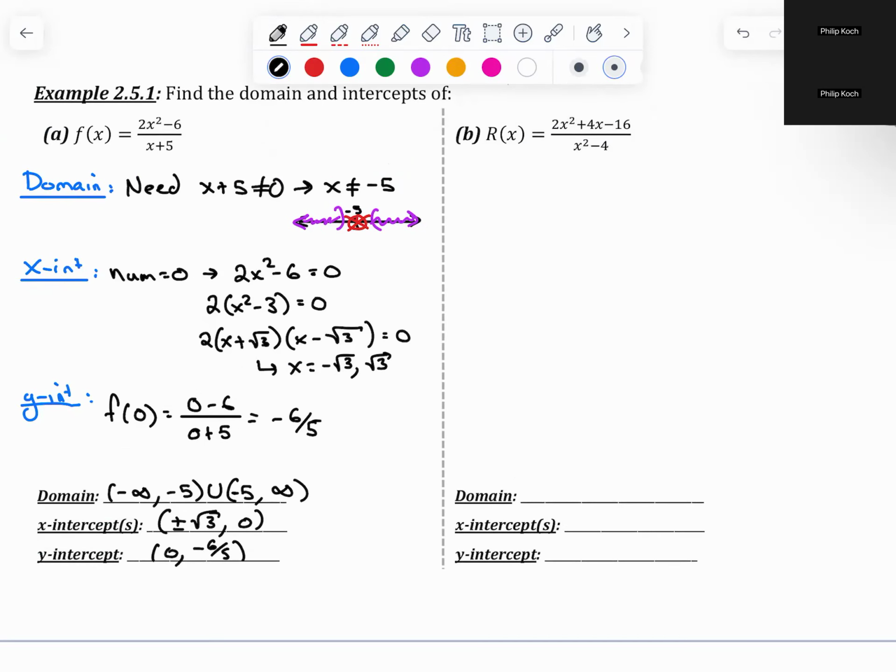Okay. For the next function, r(x) = (2x² + 4x − 16)/(x² − 4). For domain, very, very similar. It's the exact same thing, but instead of dealing with a linear denominator, we're dealing with a quadratic denominator. We need x² − 4 to not equal 0, which is the same thing as saying (x + 2)(x − 2) cannot equal 0, which gives us x can't equal −2 or positive 2.